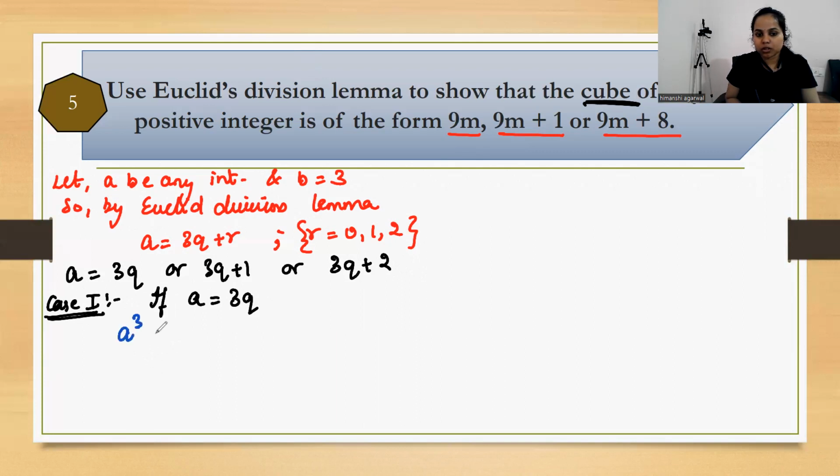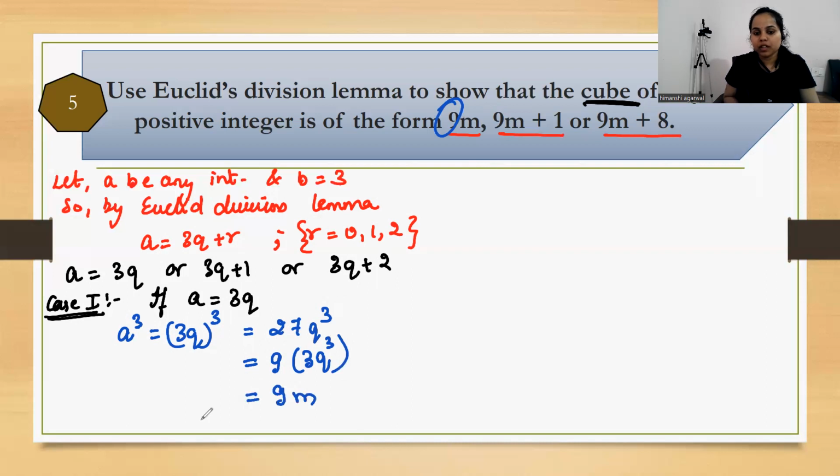तो a क्यूब क्या हो जाएगा? 3q का होल क्यूब. 3 का क्यूब कितना होता है? 27. q क्यूब. Now what you have to take common here? 9. Okay, 9 common ले लोगे तो क्या बचेगा? It will be 9 into 3q क्यूब. और मैं इसको क्या कंसिडर कर लेती हूँ? m, where m is an integer. इतना क्लियर हो गया?